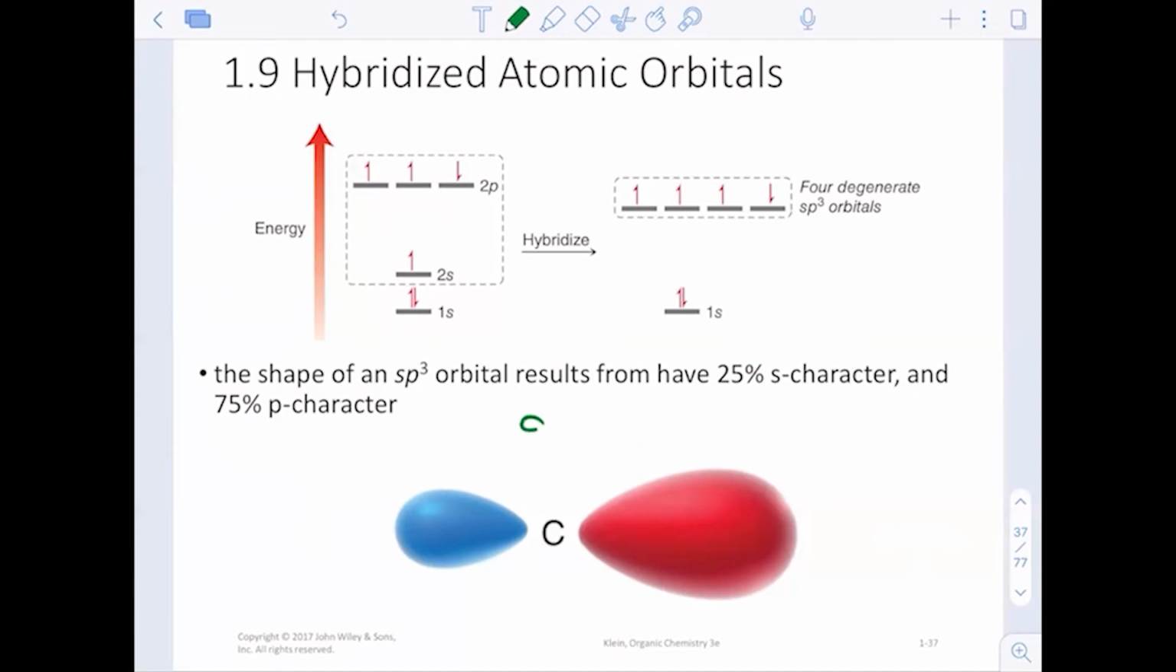You can also draw it without carbon involved, right? Don't forget your shaded side, at least one shaded side there. And so looking at this, it's 25% S character. We took 1 S and we took 3 of the P's. Those are the 75% P character. We mushed them all together.